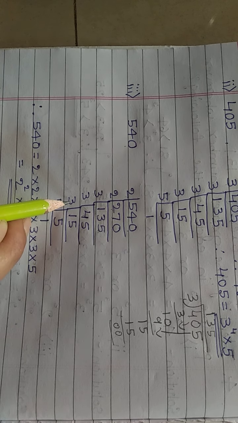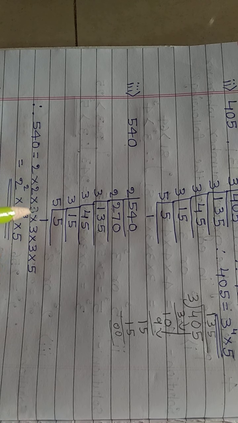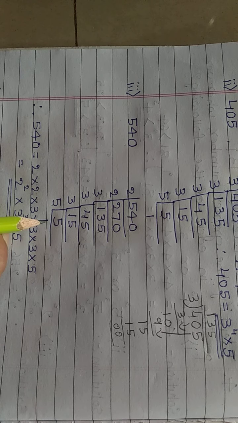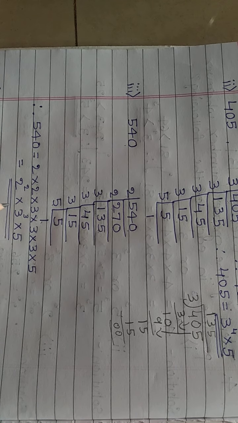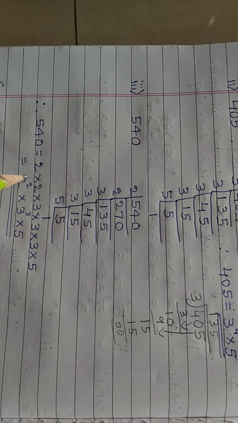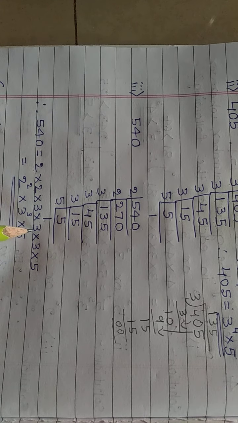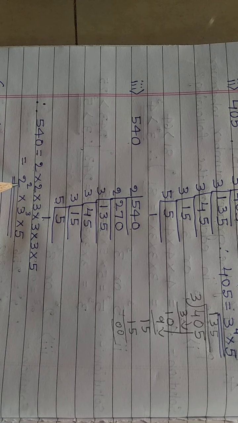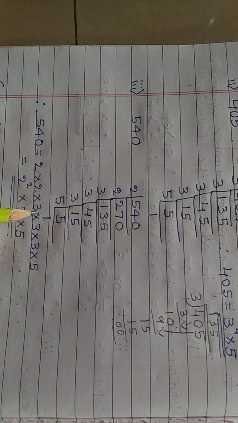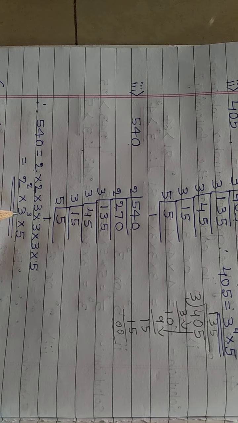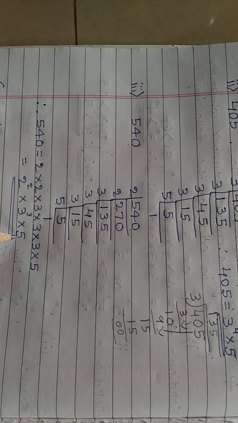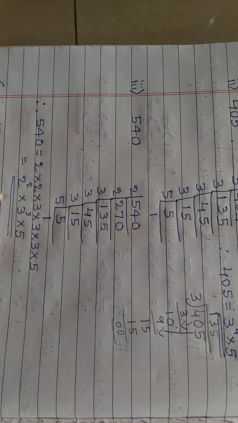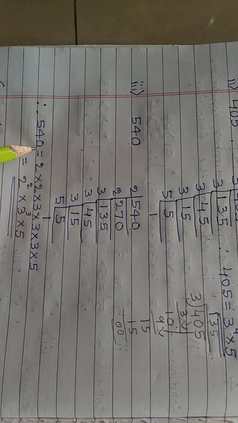5 is not divisible by 3. So next we have to go for the next least prime number, that is 5. 5 1s are 5. See, 5 is divisible by 5. Therefore 540 is equal to 2 into 2 into 3 into 3 into 3 into 5. So here 2 is 2 times, 2 square, into 3 is how many times? 3 times. So 3 cube into 5. You write 5 as it is. So 2 square into 3 cube into 5. It is the exponential form of 540.